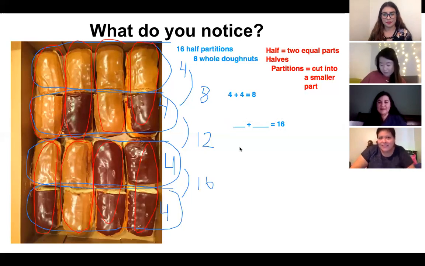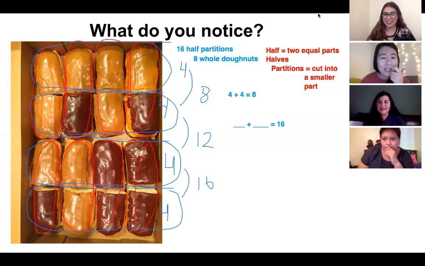Can you type it in the chat? Ms. T, do you have an idea of what number sentence we can show using the two flavors of donuts we have here in our box?